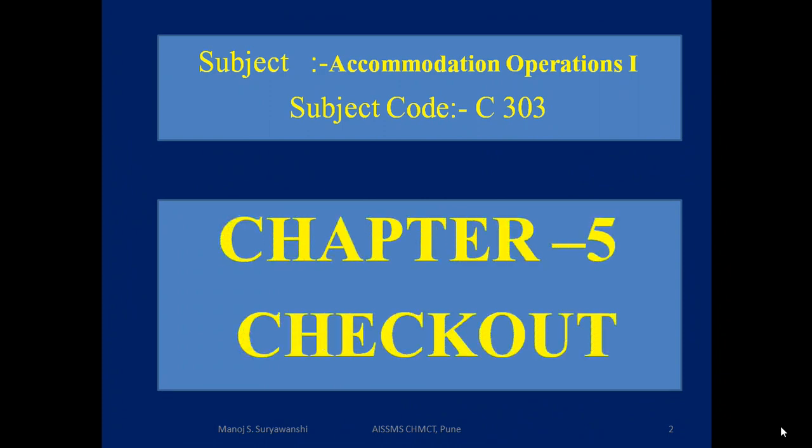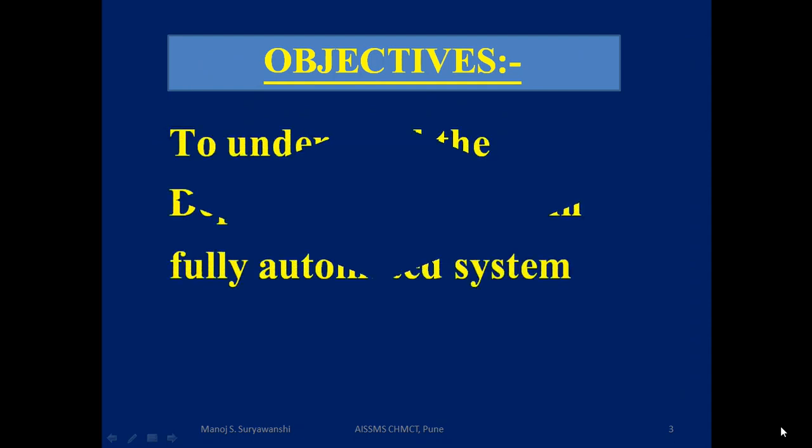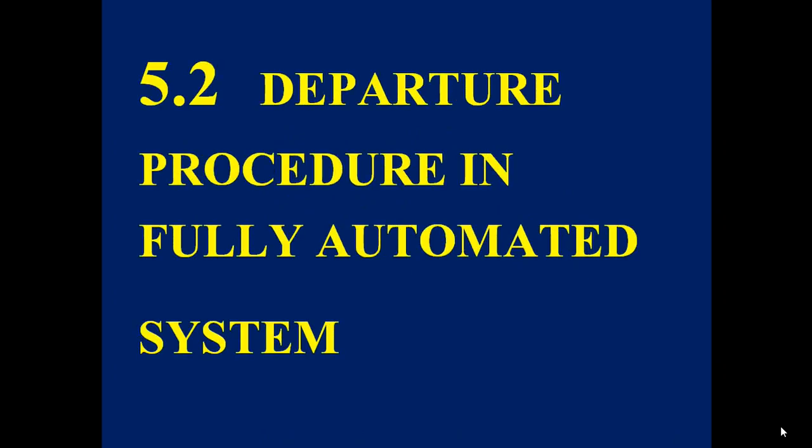We have already covered the first content of this chapter, it was checkout. Now we are moving toward the second content. The objective of this content is to understand the departure procedure in a fully automated system. We will understand what kind of procedure is followed in a fully automated system in a 5-star hotel.